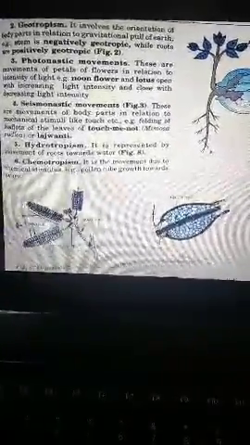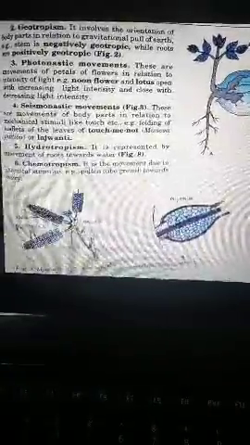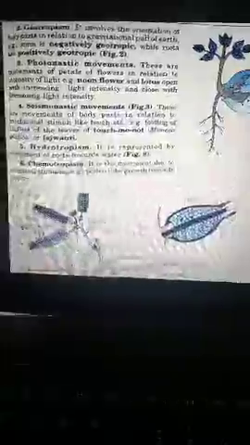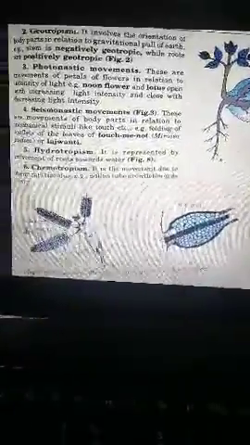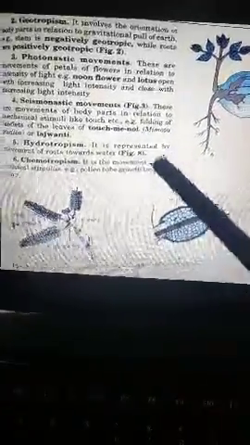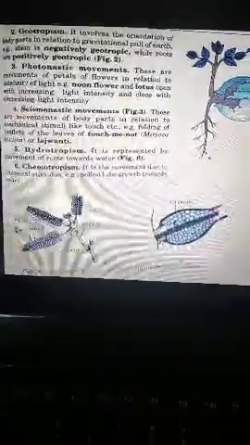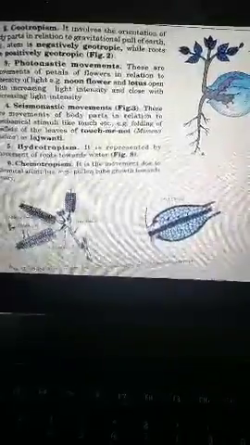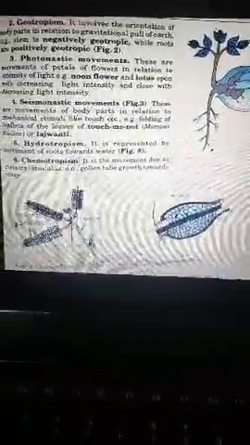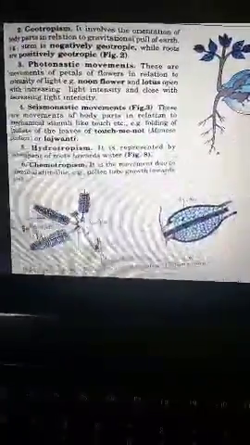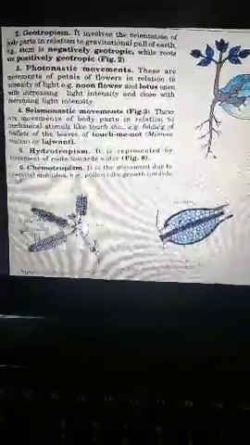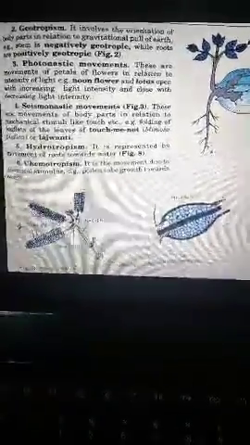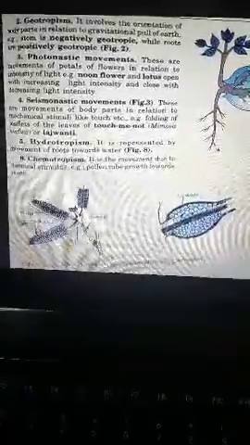Type 4 is called seismonastic movement. These are the movements of body parts in relation to mechanical stimuli like touch. For example, the touch-me-not plant, Mimosa pudica. When you touch a leaf, the leaflets fold. This is a seismonastic movement, in relation to mechanical stimuli like touch.